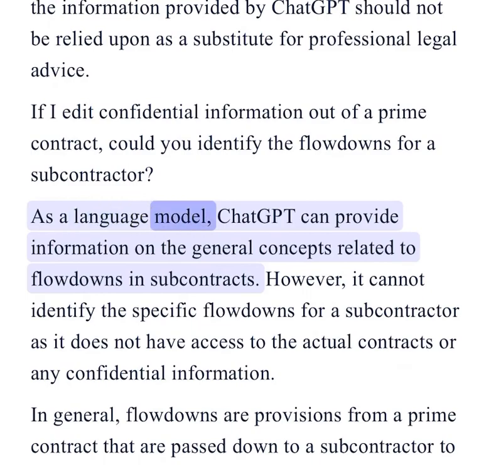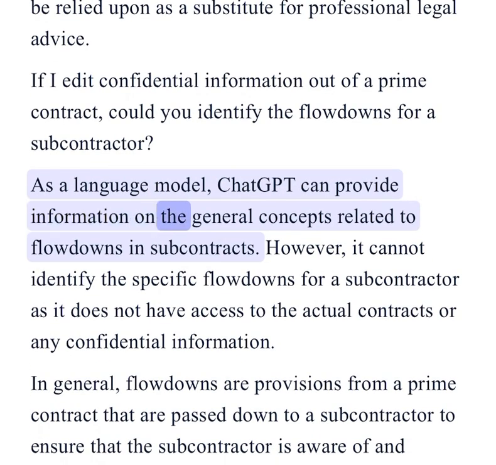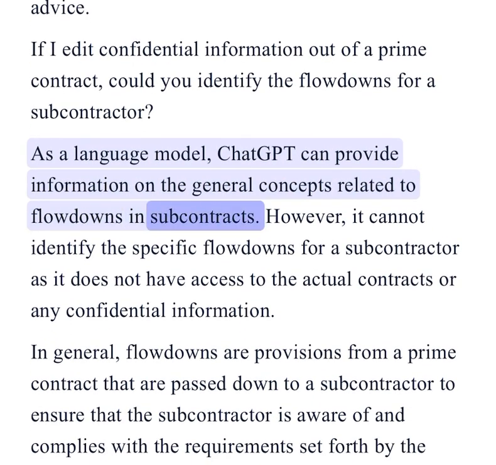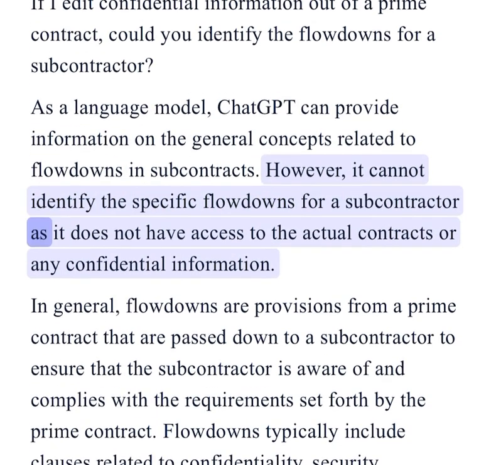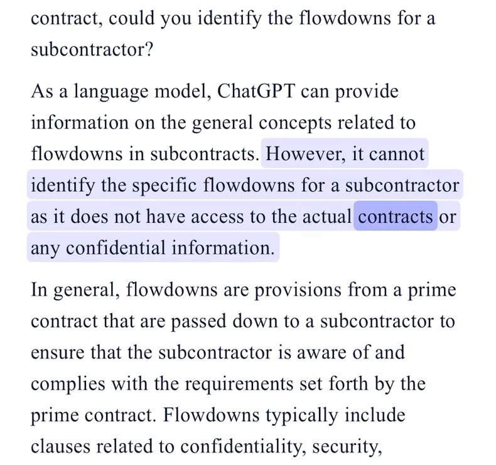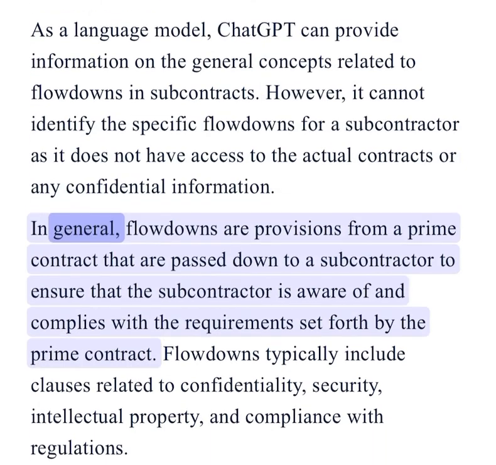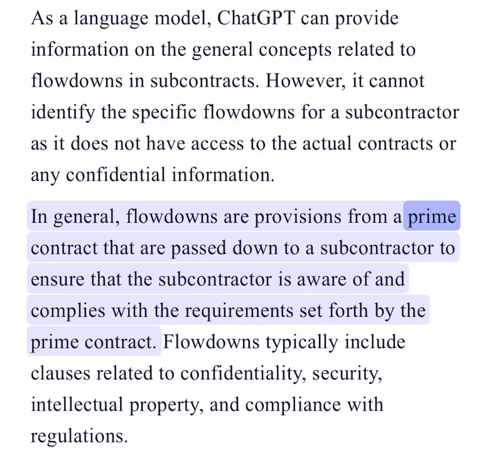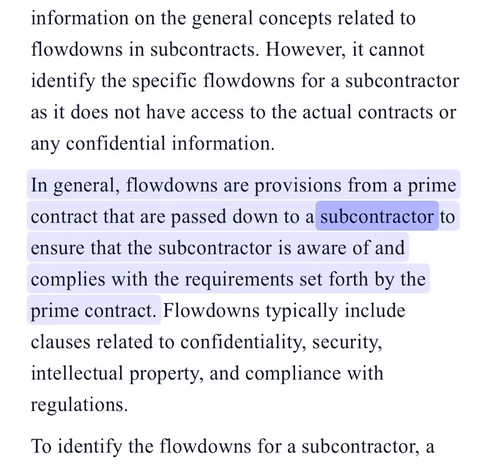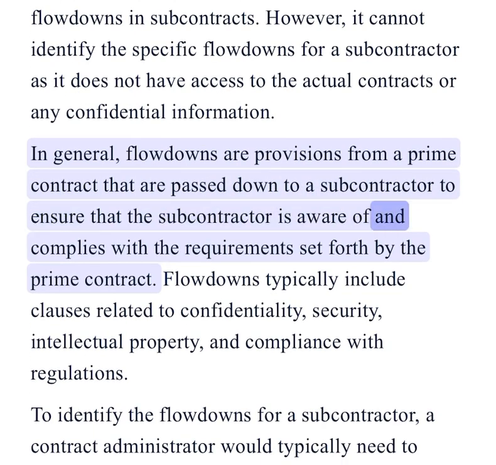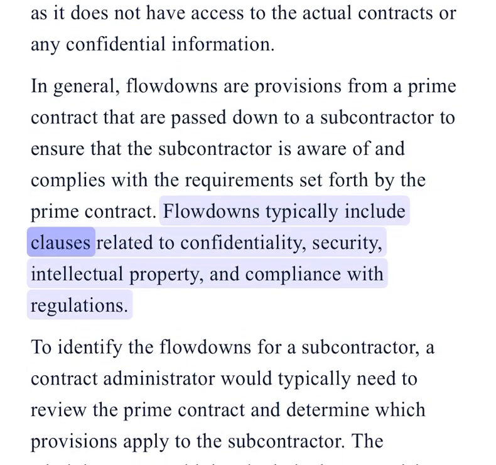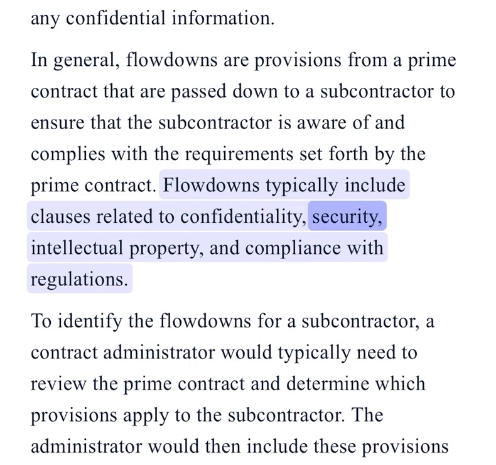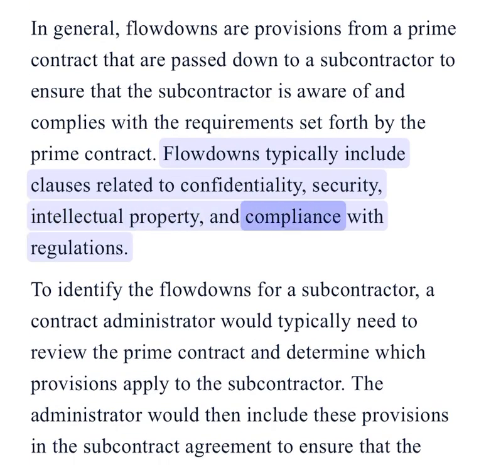As a language model, ChatGPT can provide information on the general concepts related to flowdowns and subcontracts. However, it cannot identify the specific flowdowns for a subcontractor as it does not have access to the actual contracts or any confidential information. In general, flowdowns are provisions from a prime contract that are passed down to a subcontractor to ensure that the subcontractor is aware of and complies with the requirements set forth by the prime contract. Flowdowns typically include clauses related to confidentiality, security, intellectual property, and compliance with regulations.